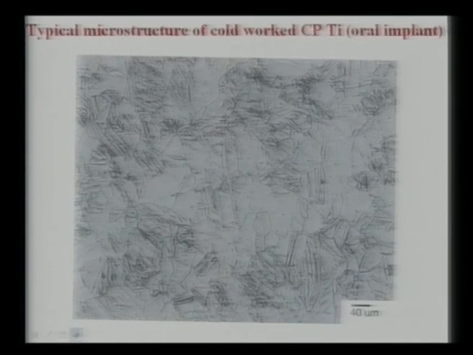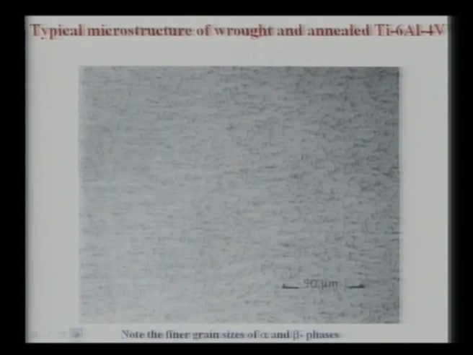This is the typical microstructure of cold worked commercially pure titanium. This has a somewhat feathery type of microstructure. Also, you have the equiaxed grains. Now, for these equiaxed grains, if this is 40 micron, the grain size of this commercially pure titanium is roughly 20 to 40 micron. Now, this is the typical titanium 6 aluminum 4 vanadium alpha beta alloy microstructure.